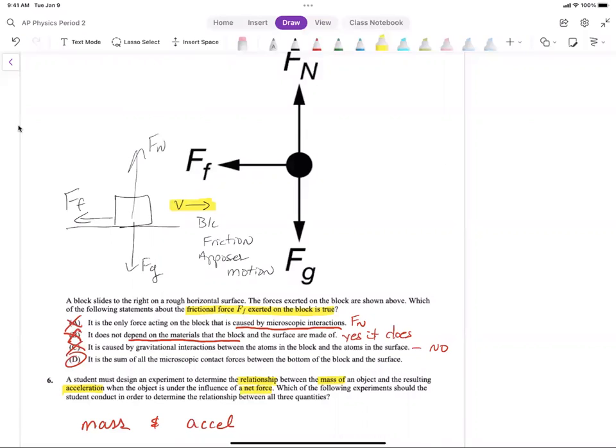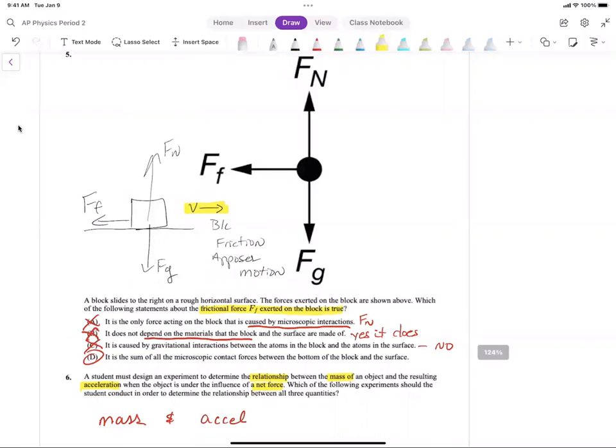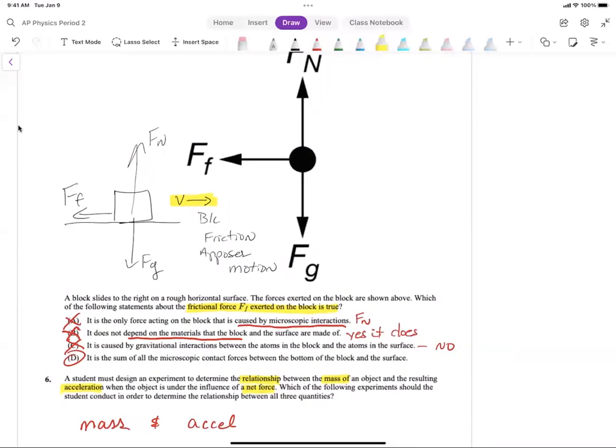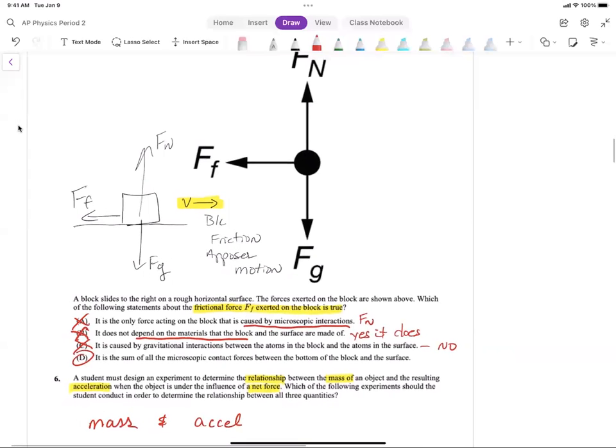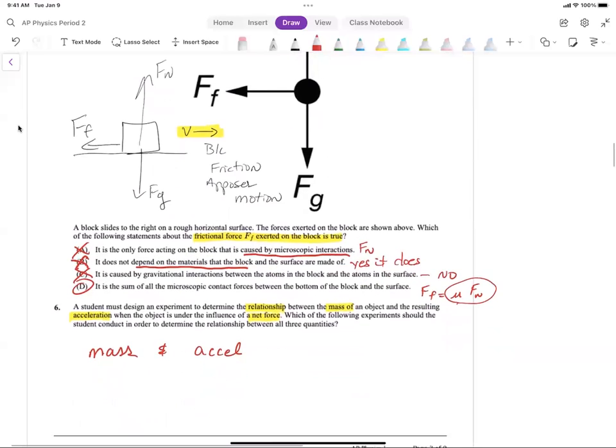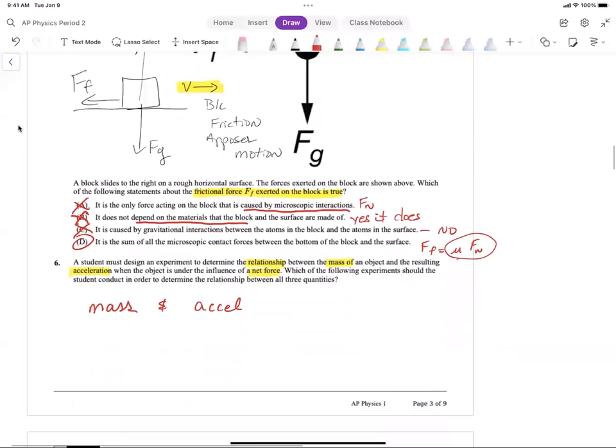C, it's caused by gravitational interactions between the atoms in the block and the atoms in the surface. No, that gravitational interaction is only with the earth. D, it is the sum of all the microscopic contact forces between the bottom of the block and the surface. That's the only option it could be, and if you think about it, force of friction is equal to mu sub s, or mu, times force normal, so we can consider that the sum of all those forces. But once you know that the other 3 are wrong, circle it and move on.